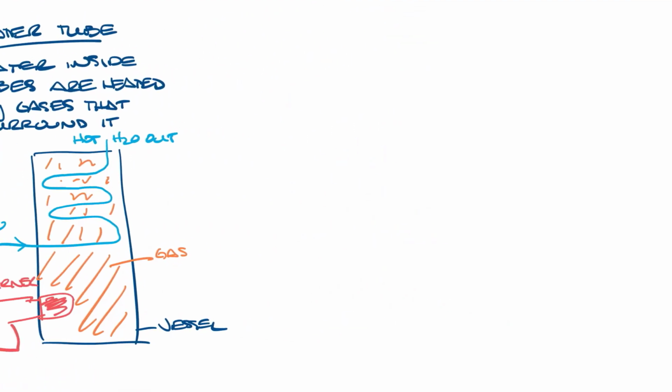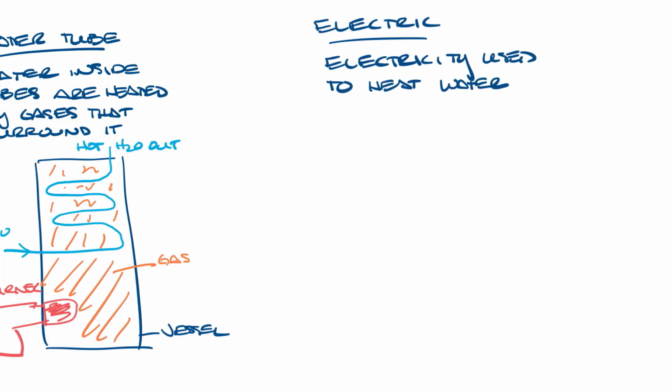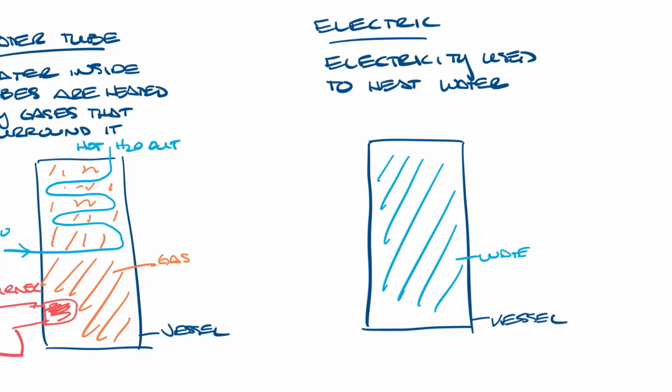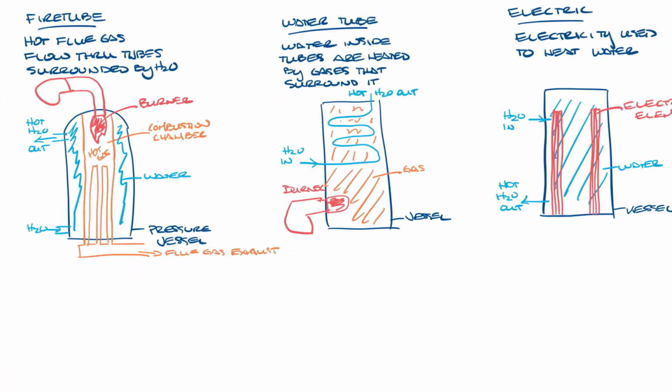Let's scoot it over again and look at electric boilers. Now electric boilers use electricity to heat water with heating elements. So it kind of looks like this. Again, you have the pressure vessel on the outside. This would be filled with water, and then in the water there would be electric heating elements. And then again you'd have water going in and hot water coming out. So let's pull all of these back on so we can look at all of them side by side.